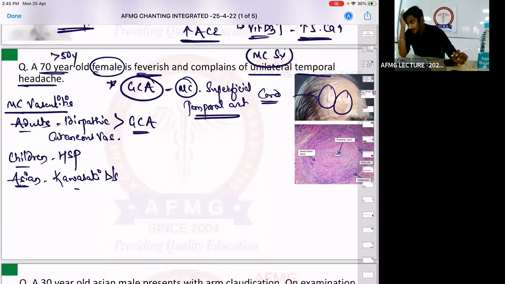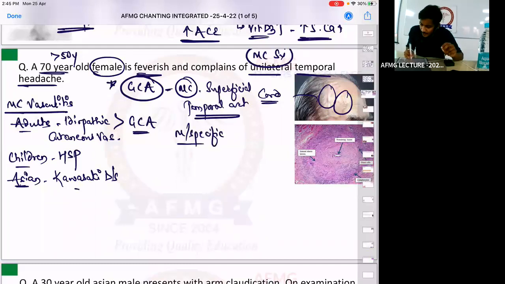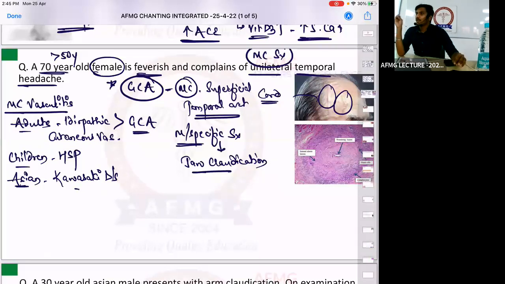Therefore the most common symptom would be unilateral temporal headache. If I ask you the most specific or the most characteristic symptom, then your answer would be jaw claudication. Please remember, the superficial temporal artery also supplies the temporomandibular joint. If there is ischemia to the temporomandibular joint, there would be jaw claudication or pain while moving your jaw. Okay, no issues with this?